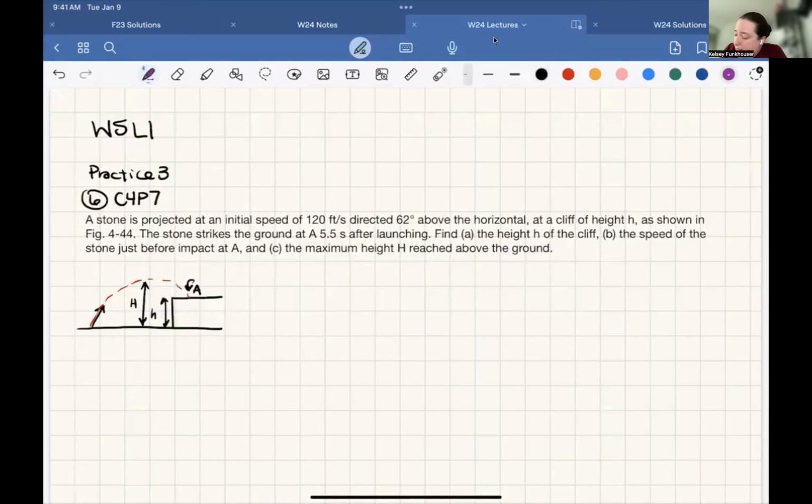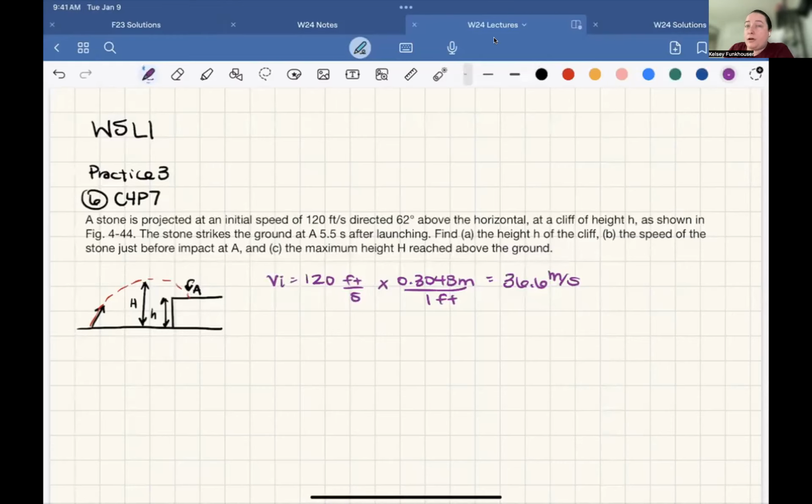So the first thing is we're going to work in physics units. We don't work in feet. 120 feet per second times 0.3048 meters per 1 foot. And this gives us our initial velocity is 36.6 meters per second, much better.